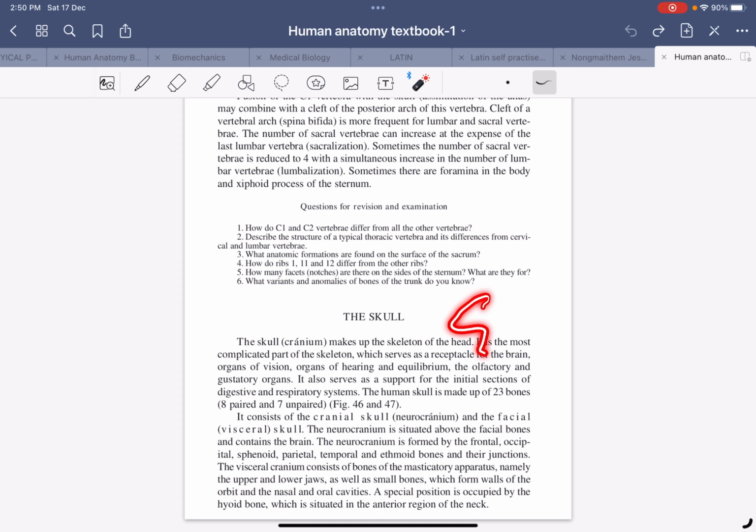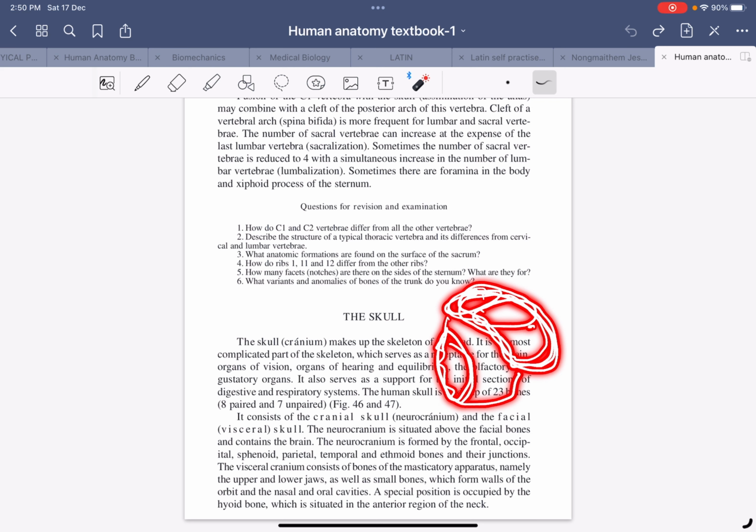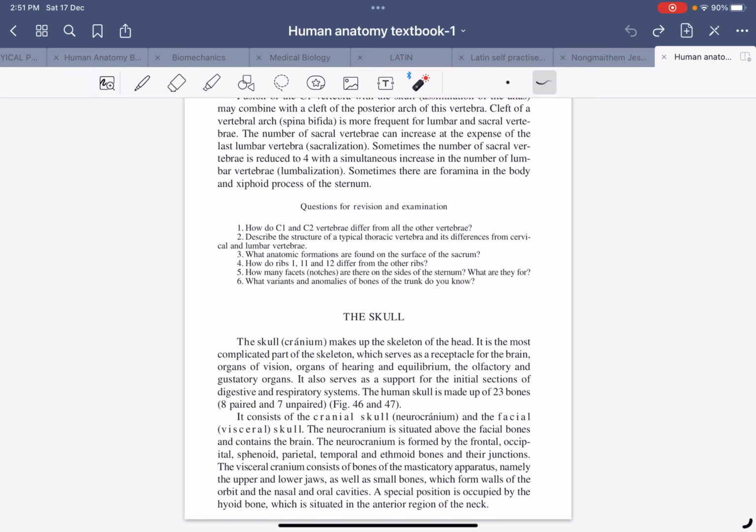Let's suppose this is the human brain, and here is the facial part, and this is the cranium part. The cranium is associated with the frontal, parietal, occipital, and temporal bones, and only the facial part is considered the visceral cranium.